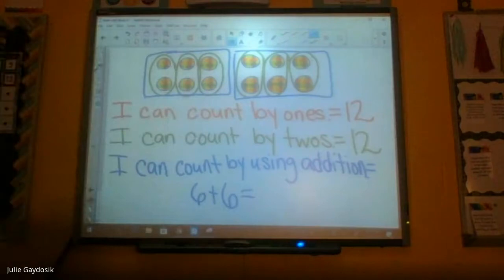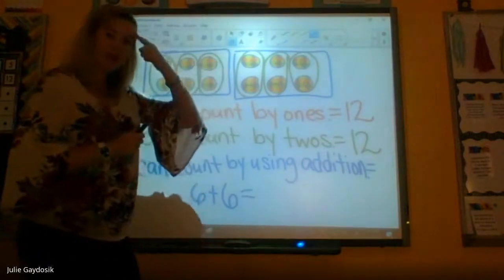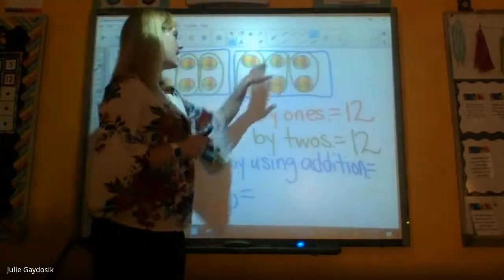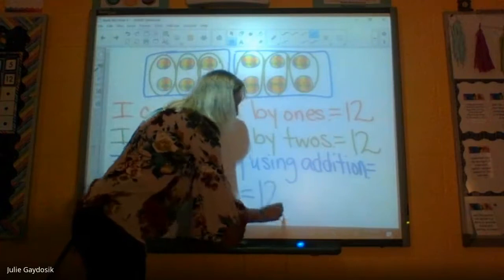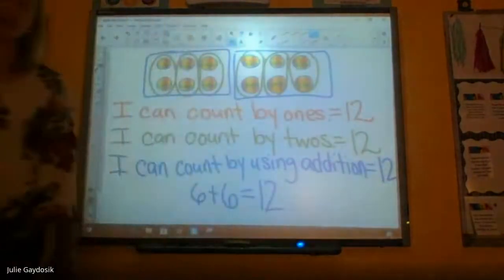Now, if you can't do 6 plus 6 in your head, you know 6 is here. So you can always squeeze 6 into your brain, leave it in there, don't let it fall out, and count on. 7, 8, 9, 10, 11, 12. So 6 plus 6 equals 12. So of course, if I count using addition, I get 12.